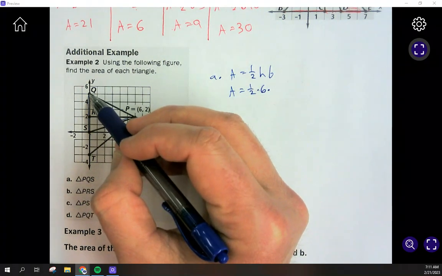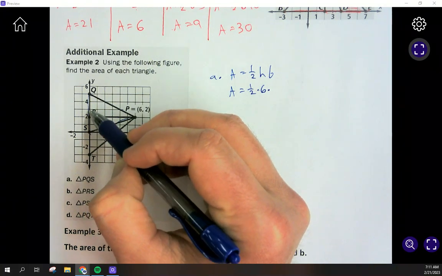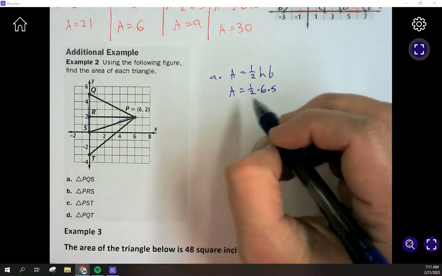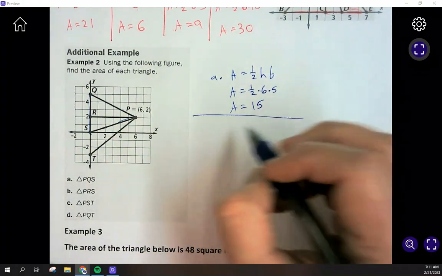And then the base goes from 0 to 5. You can always just count boxes. 1, 2, 3, 4, 5. So the base is 5. Half of 6 is 3 times 5 is 15.